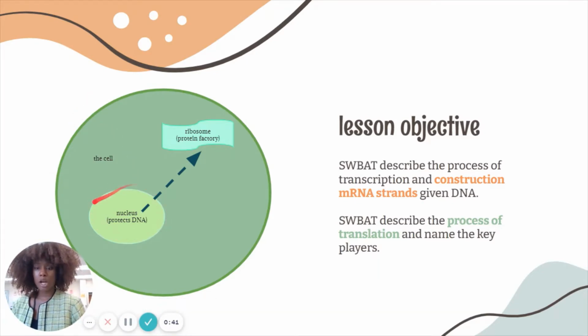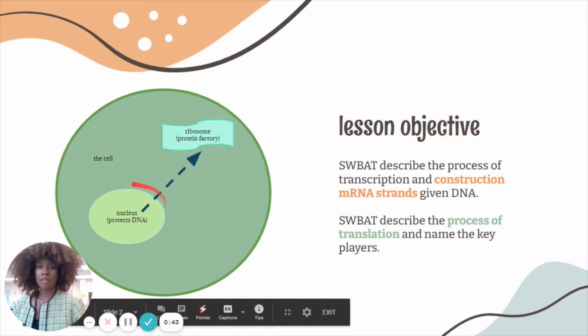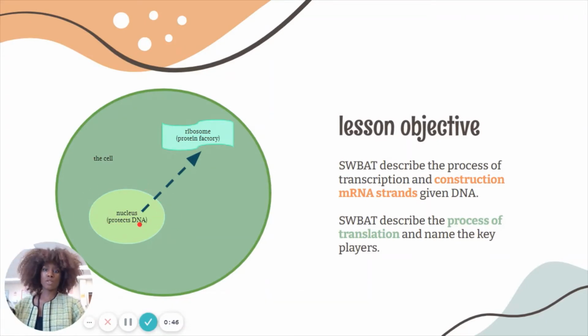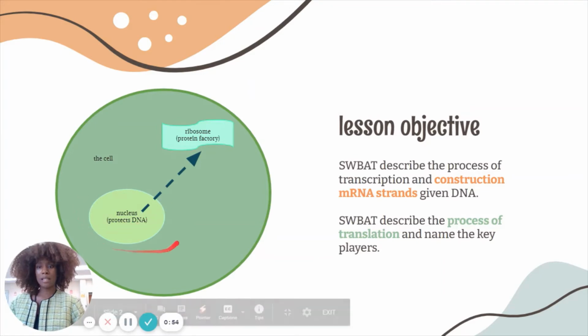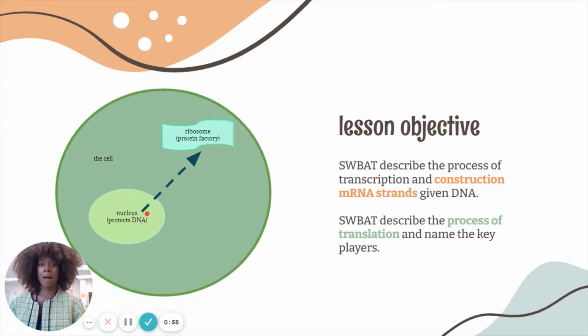The nucleus's job is to protect DNA because DNA is extremely important, right? It gives the instructions to do everything in the cell, everything in the body. So DNA is very important. It needs to be trapped and protected in the nucleus. However, DNA's information, a copy of the DNA, must be sent out of the nucleus and into the ribosomes, which are known as the protein factory. That's where proteins are made.